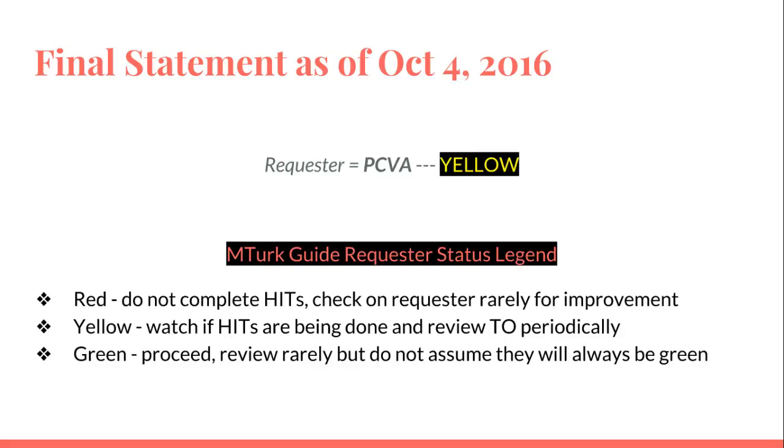So that's kind of a two-tiered point today. One was to put the requester spotlight process out there for you. If you have feedback on that, on the legend or anything, let me know. And then second was to talk a little bit about PCVA. Go check out the hits, and tell me what you think, and maybe do one or two if you feel comfortable doing so.